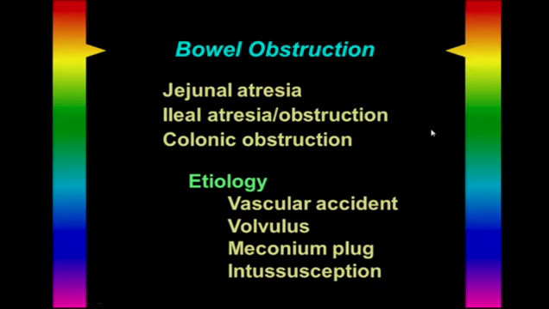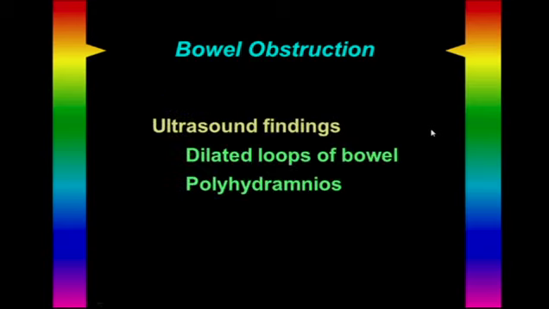Bowel obstruction distal to the duodenum can occur in the jejunum or the ileum due to atresia, which is most often the result of a vascular accident. But there can be other obstructions at the level of any of these, including the colon, due to a volvulus, due to meconium plug, or intussusception.